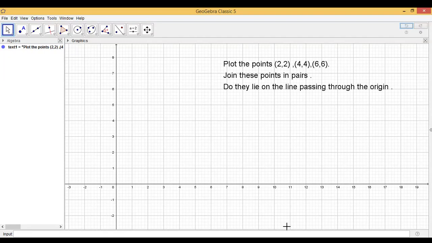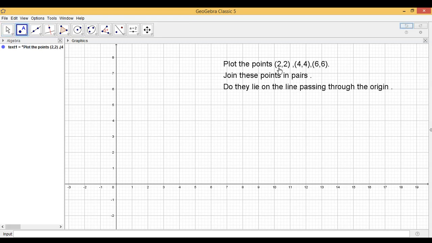Dear students, let us do one question. Plot the points (2, 2), (4, 4), (6, 6). Join these points in pairs. And then we have to answer, do they lie on the line passing through the origin? So let us plot these points.